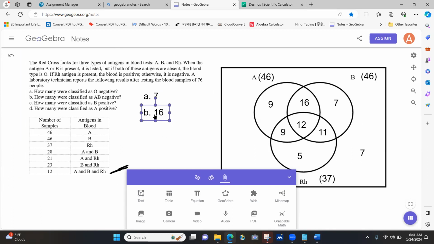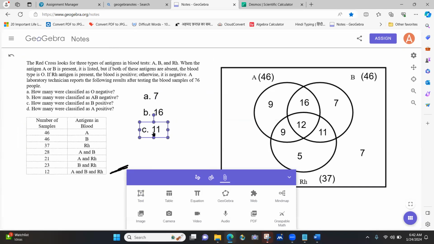And B positive. This is AB positive, this is B positive. It's going to be 11 if I'm not mistaken. Let me go back again. Inside B, inside RH, yes, it is going to be 11. And the last one, A positive, is going to be 9. A positive is inside A, inside the rhesus factor, so that's going to be 9.